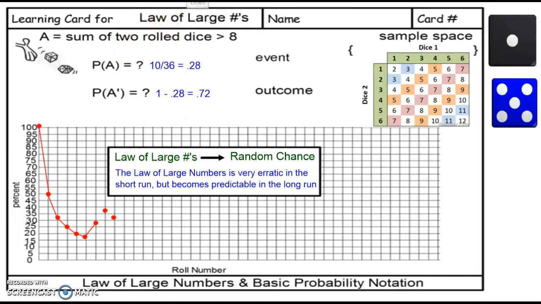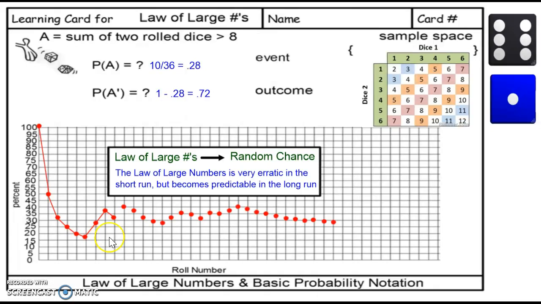So again, if I connect the dots, you can see that in the short run, things are kind of sporadic and they're kind of erratic and all over the place. Now I'm going to pause the video and do about 20 more rolls, and let's see what happens. So I went ahead and rolled almost 20 more times, and what you can see here is that the probability jumped up, and then it started to work its way down, and then it jumped up a little bit more and worked its way down, and jumped up just a little bit more, and then it started working its way down.